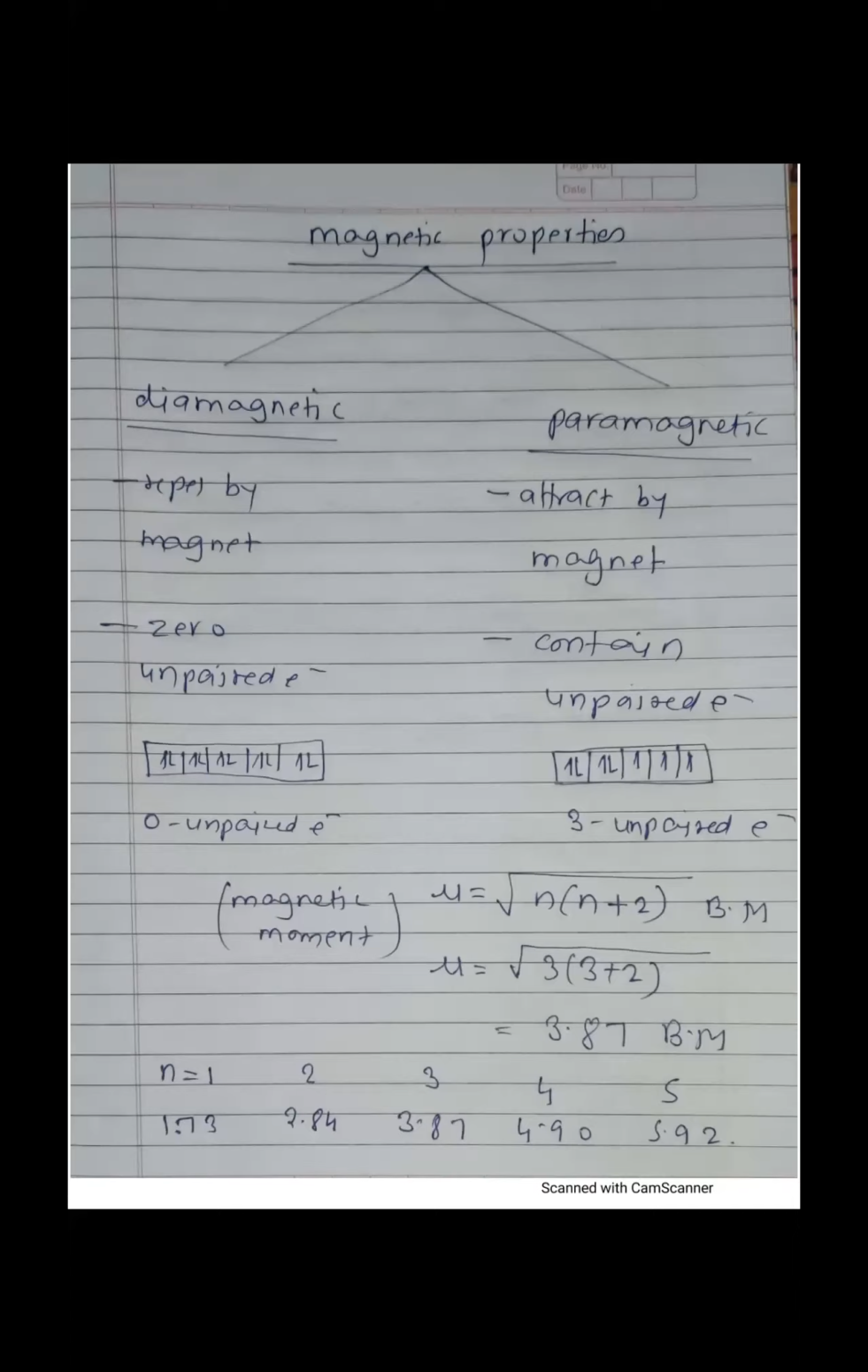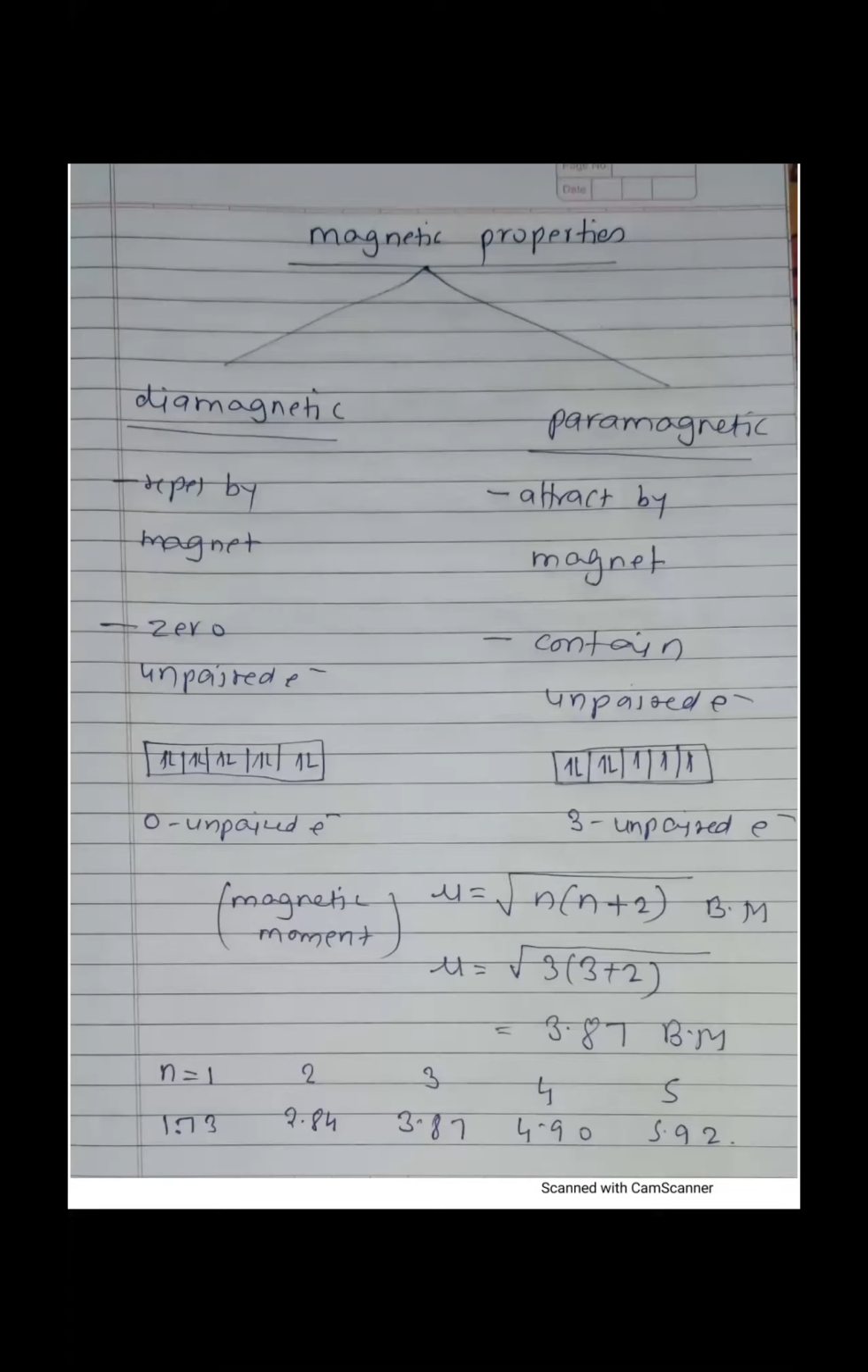Magnetic moment is a parameter to calculate the strength of paramagnetism. So you are getting mu as 3.87 Bohr magneton.